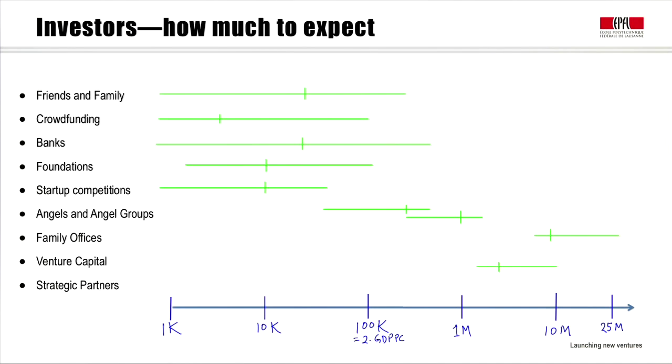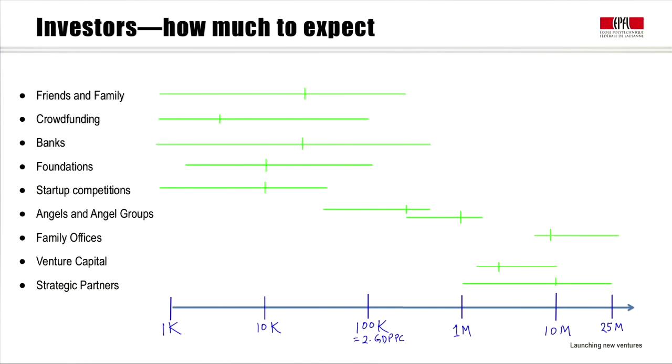And then finally, we have strategic partners. Strategic partners are large companies that may want to make an equity investment in a startup company. And they do it for a variety of reasons, which we will discuss in segment 4.4. So here we're going to talk about, on the order of $1 million to 25 plus million, with a typical investment on the order of 10 million.